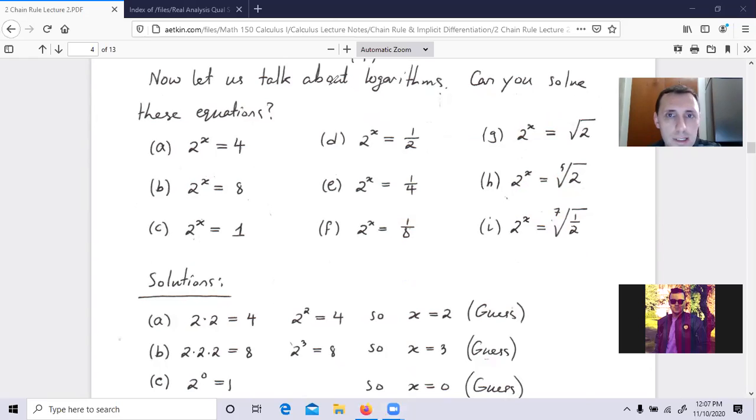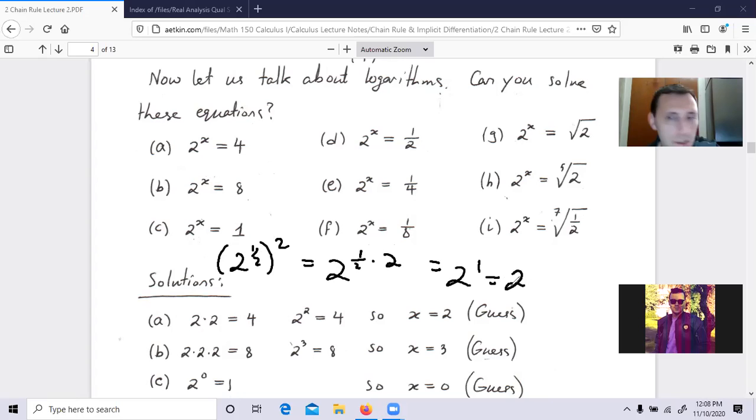When I have 2 to the 1/2 and I square it, I want to get 2. But if I square it, according to that rule that I want to maintain to be true, it's 1/2 times 2, so it would be 2 to the 1, which is 2. So that's why 1/2 is this number, because if I select anything other than 1/2, it will not be true that this power multiplied by this power gives me 2.